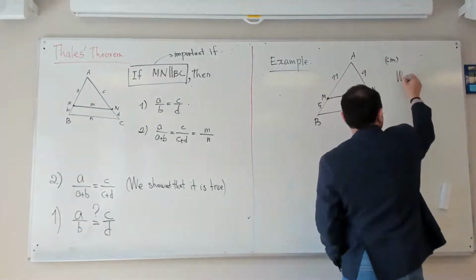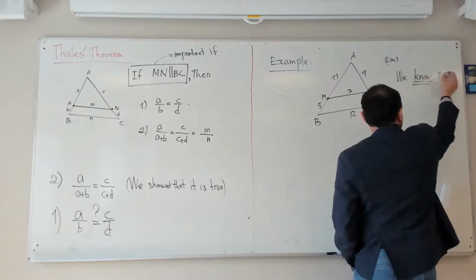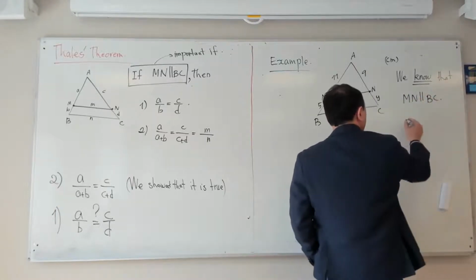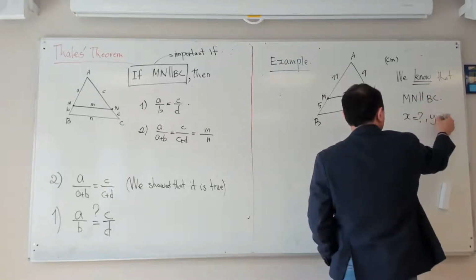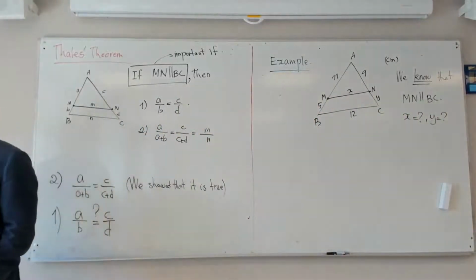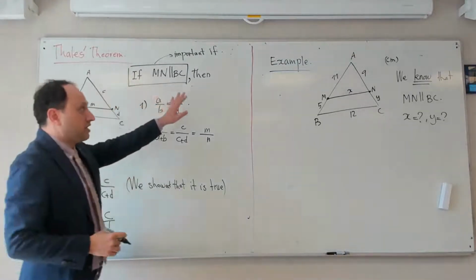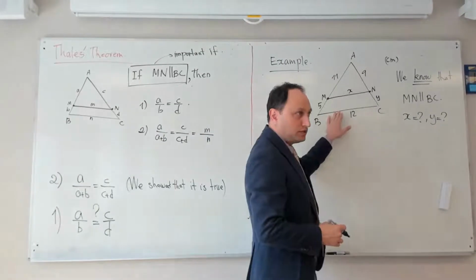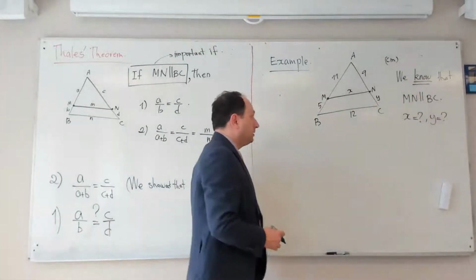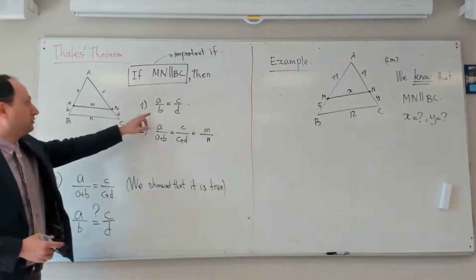We know that MN is parallel to BC. We want to find x, we want to find y. These types of questions, you should be able to solve them very simply and easily. You see, I'm emphasizing this theorem has some condition to be true. The condition is the parallelness of these two, yes? It is extremely simple. For finding y, which one do you prefer, this one or that one?